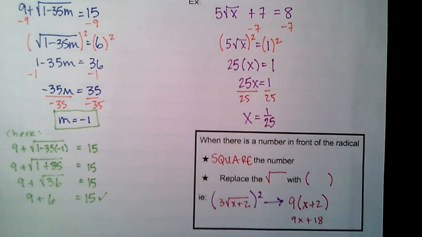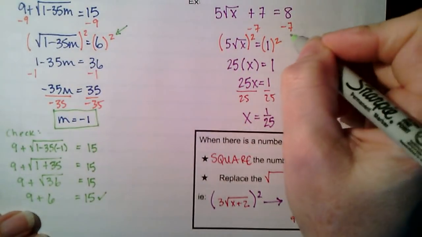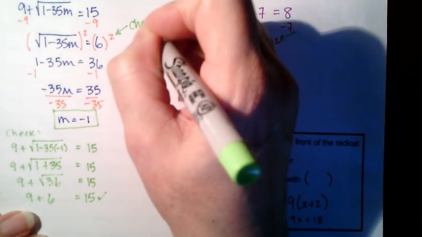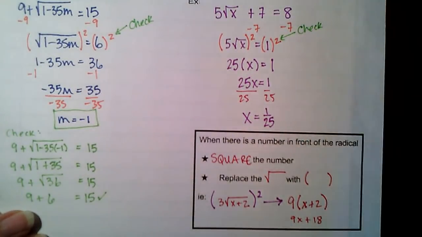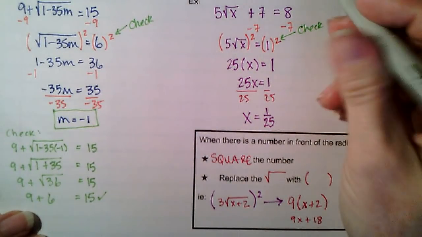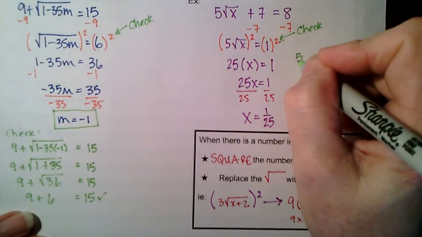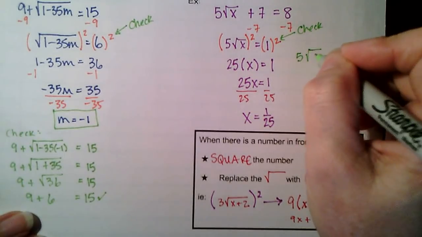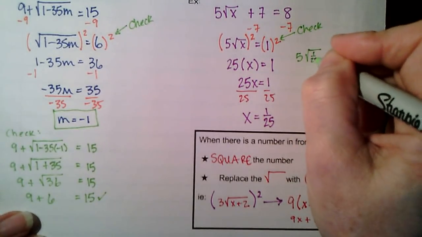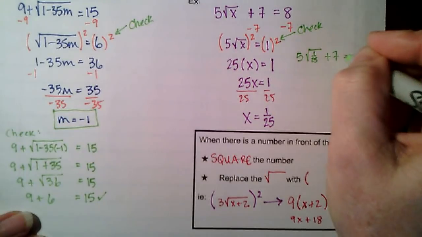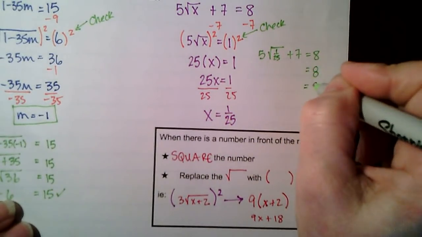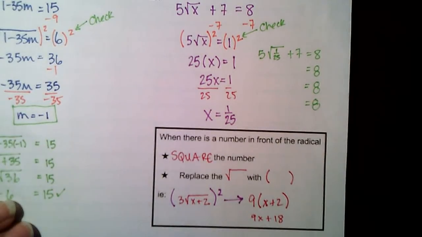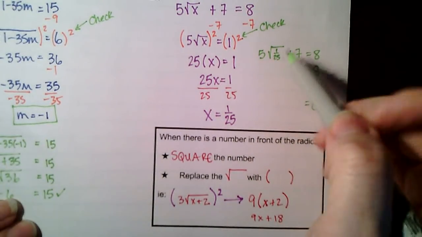Now, do I have to check my answer? Yes. How do I know I have to check? It's when I raise to an even power. So if I raise to an even power, I have to check. So then I'm going to take 5, and instead of square root of x, it's going to be square root of 1/25 plus 7 equals 8. So this right-hand side just keeps going along. And I've got to do all the work on the left-hand side.